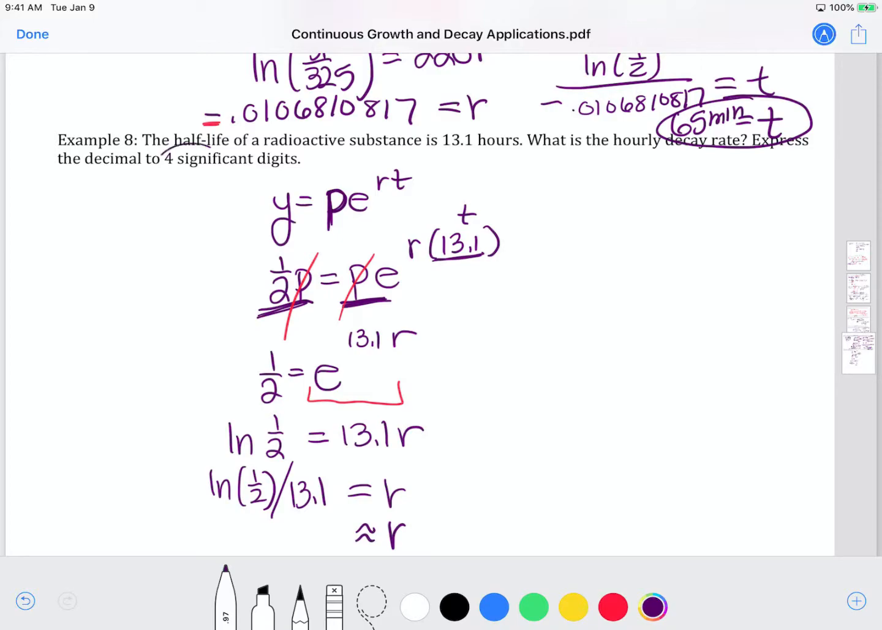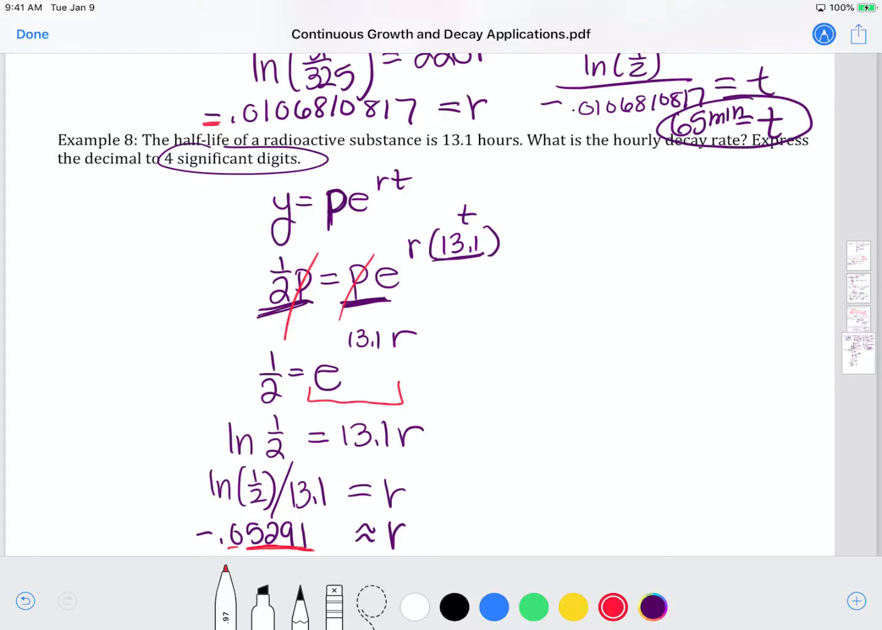It says round to 4 significant digits. So that would be minus 0.05291. There's my 4 significant digits: 1, 2, 3, 4. The 0 doesn't count here. You just count these digits here.